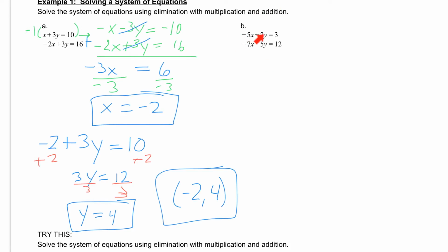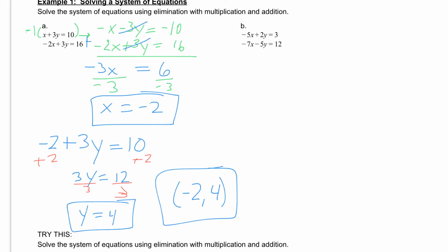We have -5x plus 2y equal to 3, and -7x minus 5y is equal to 12. I need to get the same but opposites. If I think about -5, there's nothing very nice to multiply it by to get -7. Same with 2, there's nothing really nice to multiply it by to get -5. So this is a case where I have to multiply both the top equation and the bottom equation.